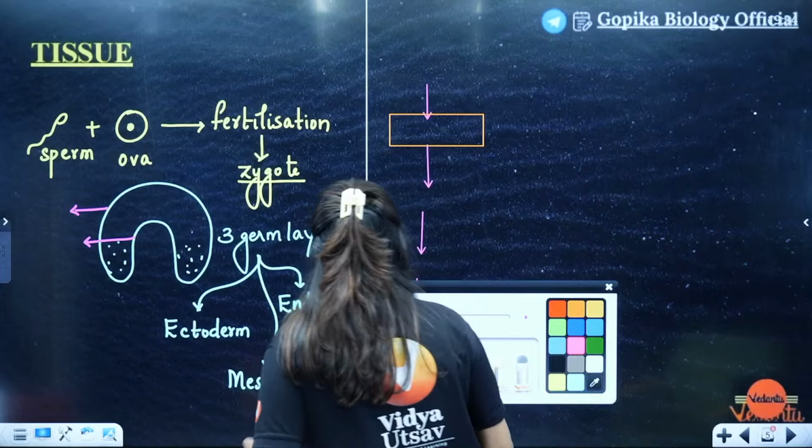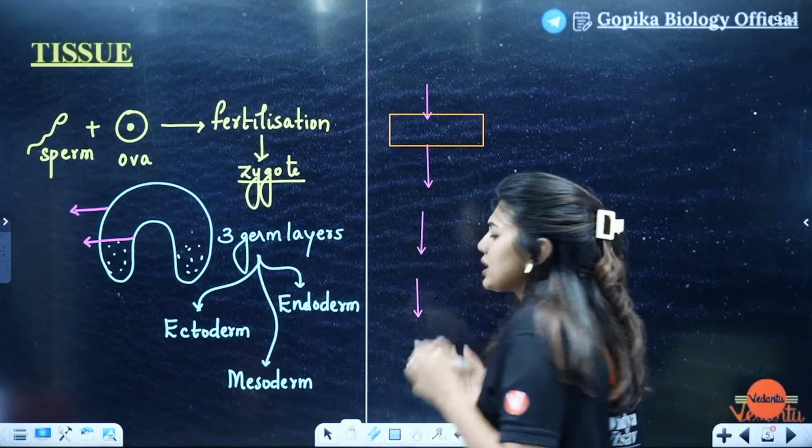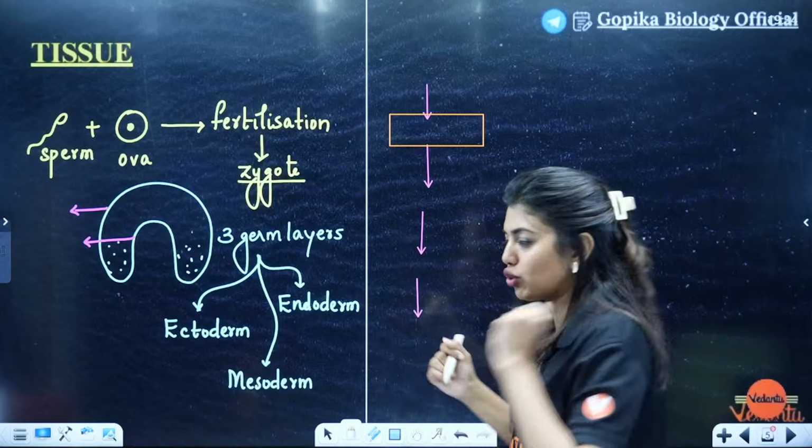Okay, so here let's write about each of them. What is epithelial tissue? What is connective tissue? We have to know about it, no?